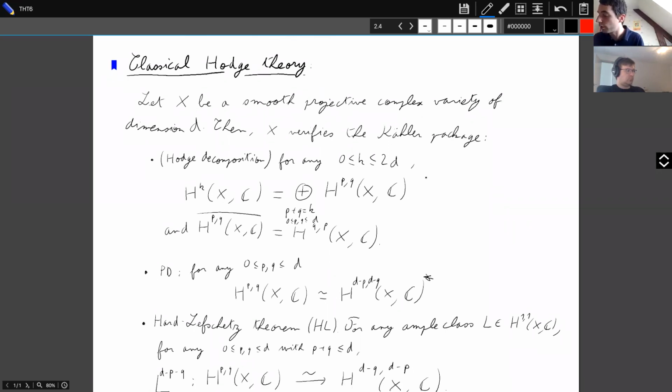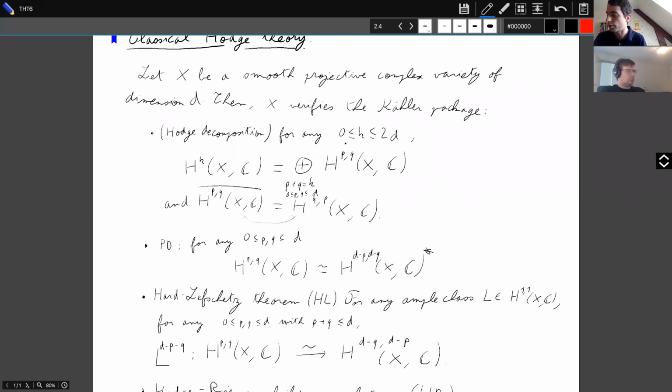So if you have a smooth projective complex variety, then first you have the Hodge decomposition. So Hk can be decomposed into Hp,q for p plus q equal k if you work with complex coefficients. And you have this conjugation, the conjugate of Hp,q is equal to Hq,p.